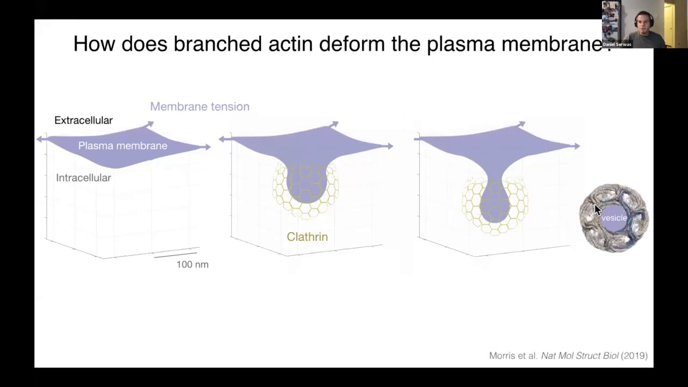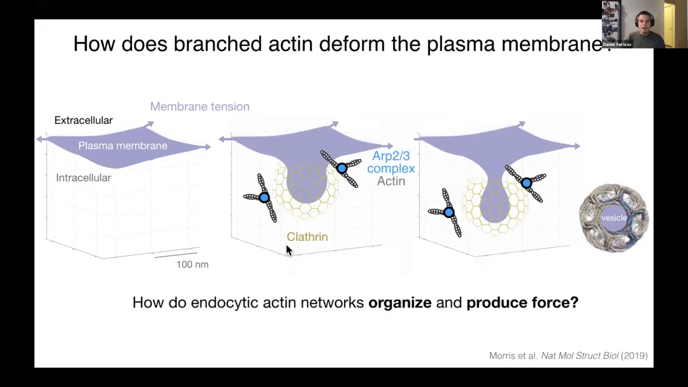Importantly, these clathrin coats can be identified by electron microscopy due to their characteristic hexagonal and pentagonal shapes. Besides the clathrin coat, we also know that we need the branched actin machinery to support these membrane deformation processes. But we don't understand how these actin networks actually organize in order to produce force during this process.